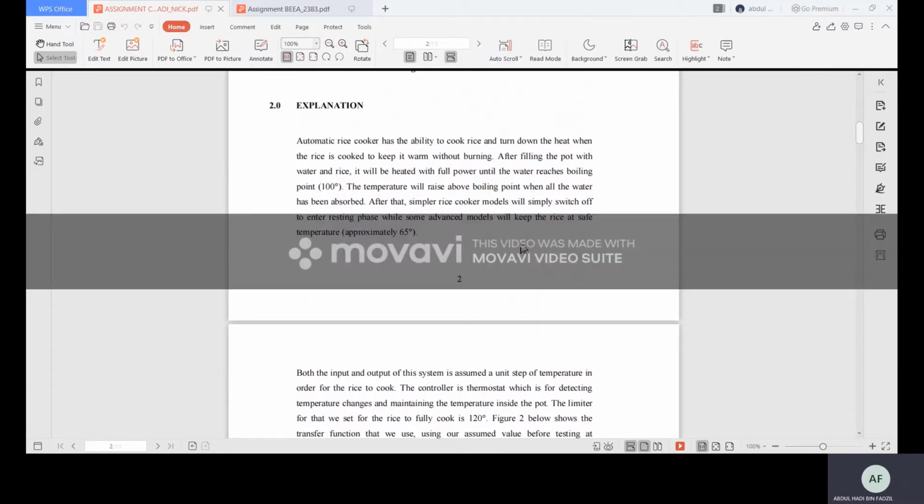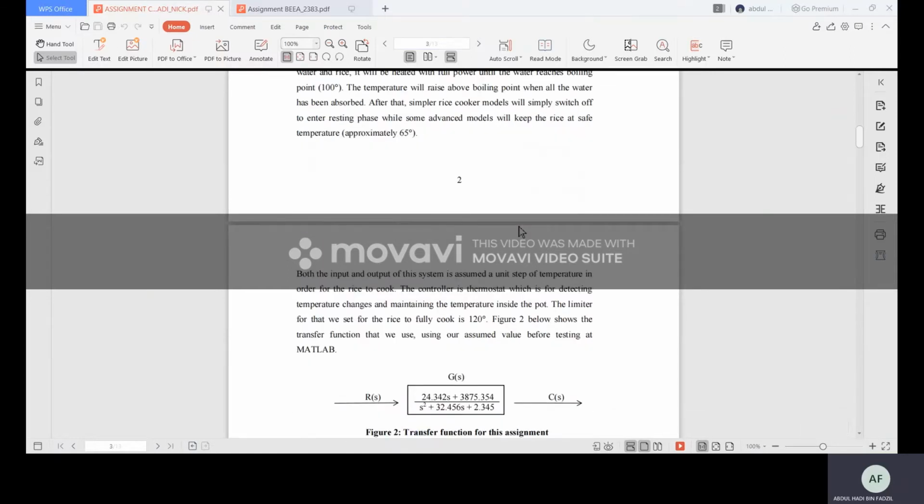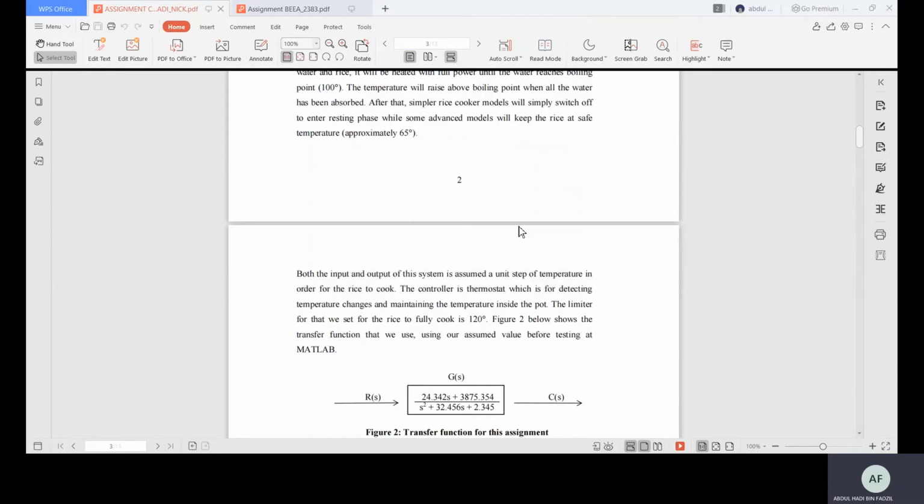After filling the pot with rice and water, it will be heated until the water reaches the boiling point temperature, which is 100 degrees Celsius. The temperature inside the rice cooker will rise above the boiling point when all the water is absorbed. After that, the rice cooker will switch off by itself to enter the resting phase.